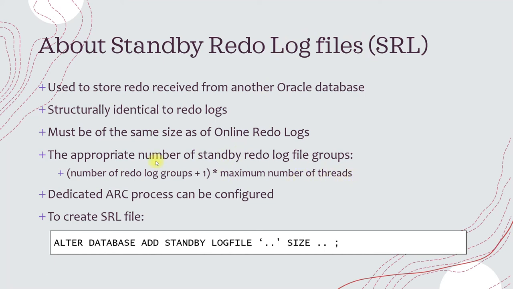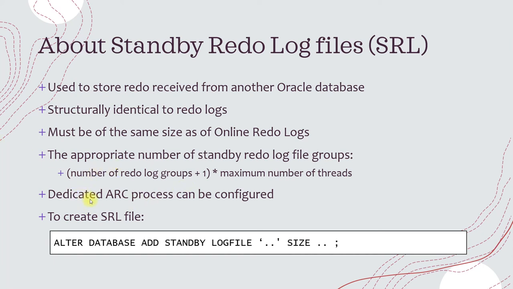Now this calculation comes from RAC Data Guard, where if you are setting up RAC to RAC Data Guard, the numbers remain the same. So you have to find out the number of redo log groups on the primary database, and then add 1 to it and then multiply by the maximum number of threads, being the number of nodes, the instances.